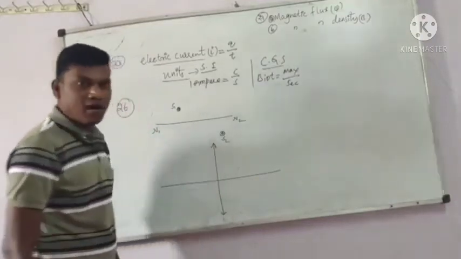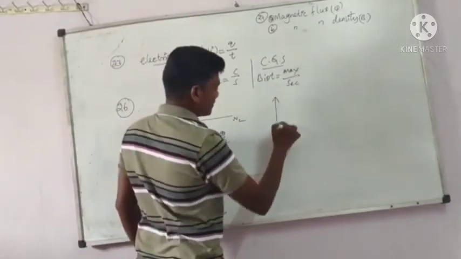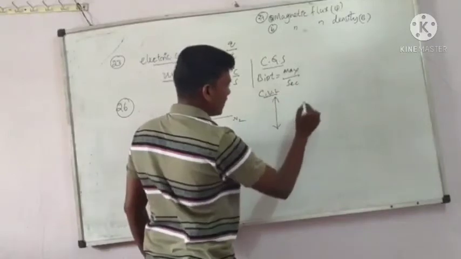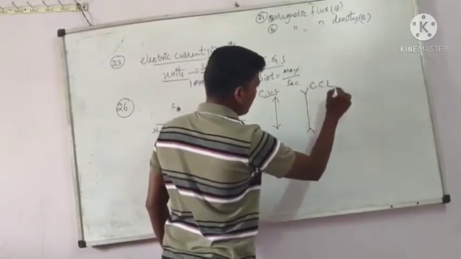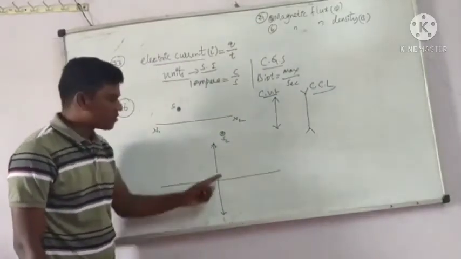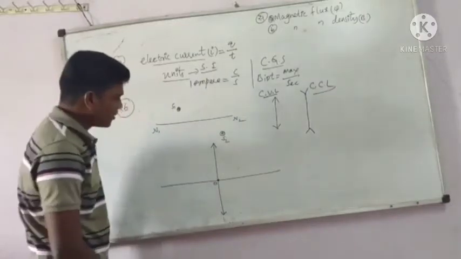This is the symbol of convex lens. We know that very clearly. This symbol represents the convex lens, and this symbol represents the concave lens. Here, which lens according to the diagram? Convex. This is the optic center O.